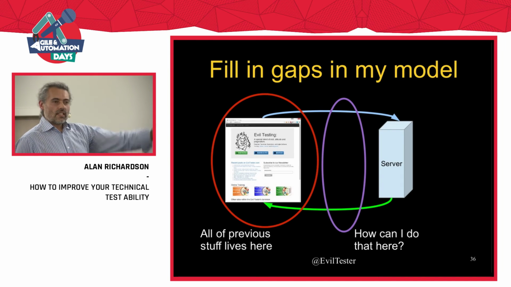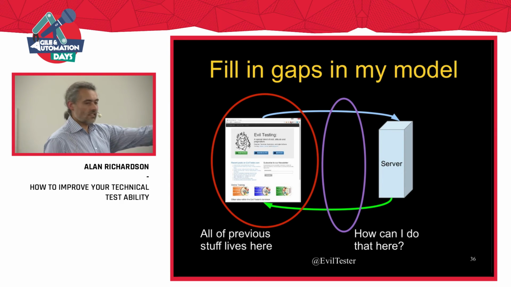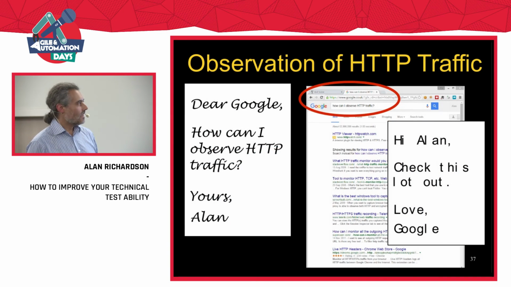Now, if I've got a model, I can fill in the gaps. We've already known that all of this happens on the browser end. It doesn't happen in the messaging layer. So I now have to fill in some gaps in the messaging layer. So how do I do that? I already know what question to ask.